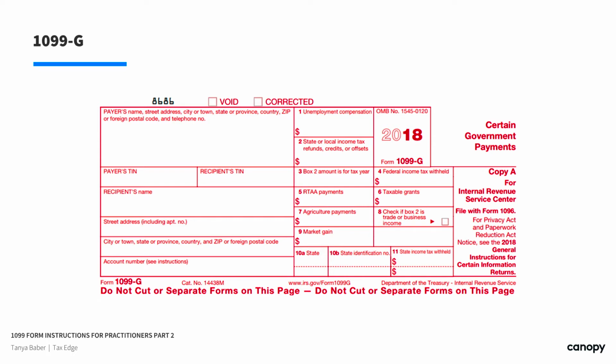Box 5 is reemployment trade adjustment assistance. So that's what RTAA is. I know some of these abbreviations may be new if you've never come across them: Reemployment Trade Adjustment Assistance that you may have received. And box 6 is for taxable grants received from a federal or state or local government. Box 7 is taxable Department of Agriculture payments. So that's where those are supposed to be.